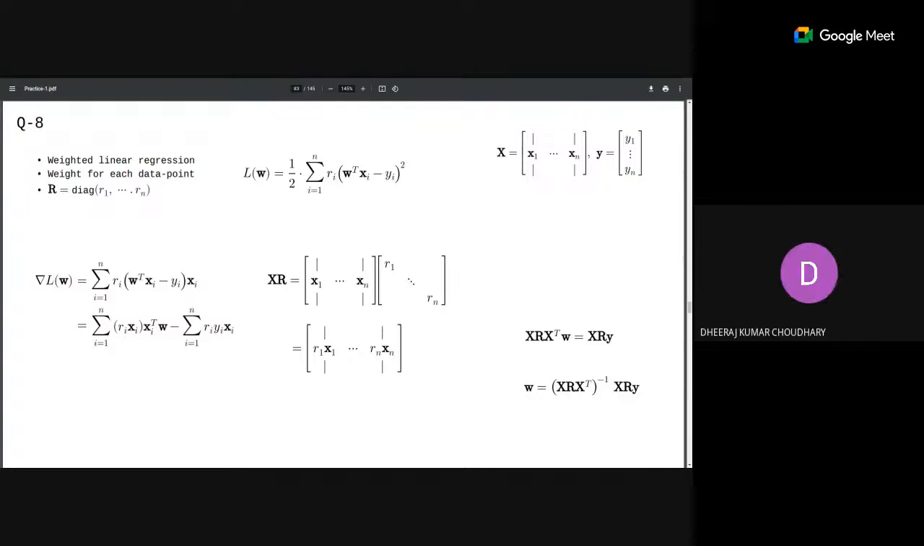What happens if we give the weight to the data point itself instead of giving weight to the loss function?